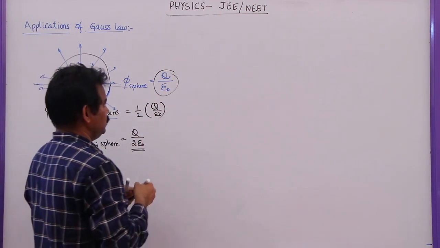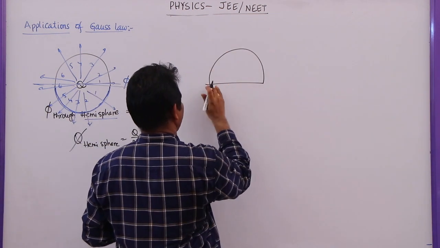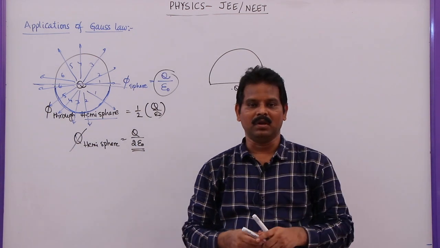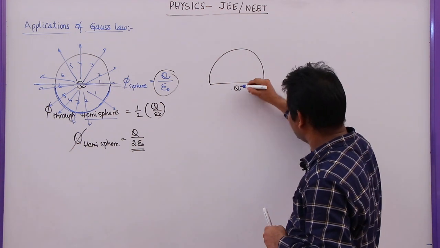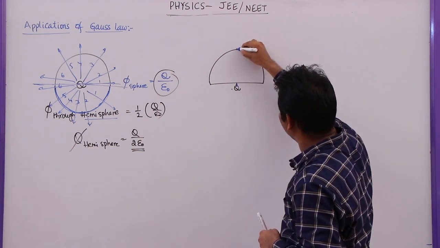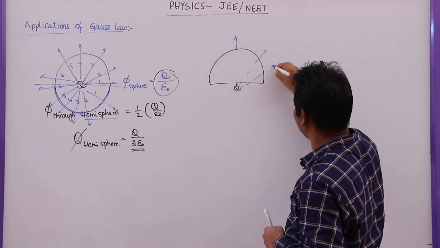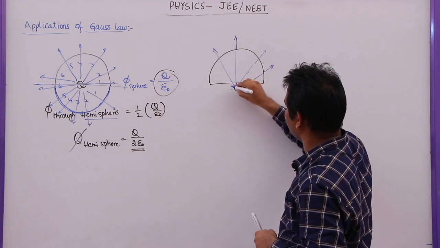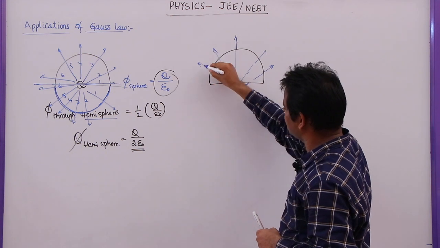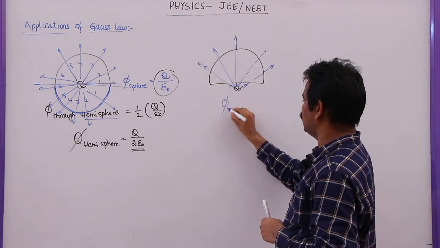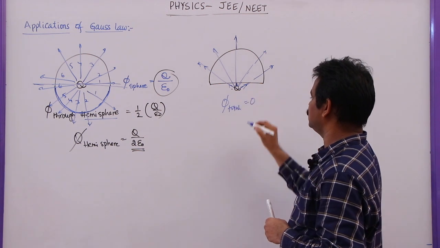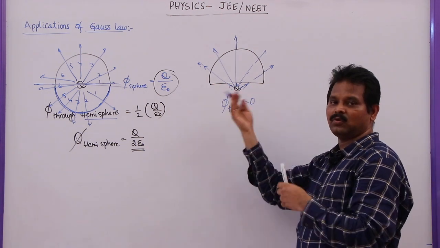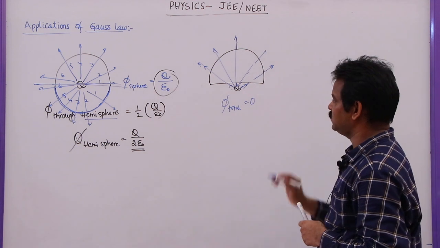Now suppose this is a hemisphere, closed here, and a charge is placed just outside the hemisphere. What is the flux through this one? As I said earlier, the lines traveling like this are entering and they are leaving here. We need to take each and every line into consideration. So the flux entering must be equal to the flux leaving. That's why the total flux through this hemisphere is 0, because the charge is not enclosed by the hemisphere. The hemisphere is just near this charge but not enclosing it. That's why it is 0.